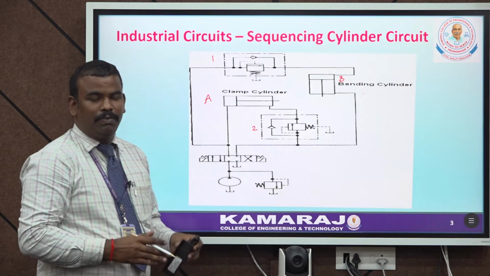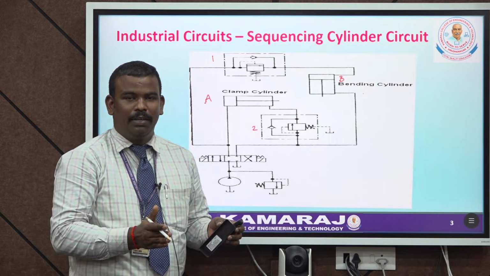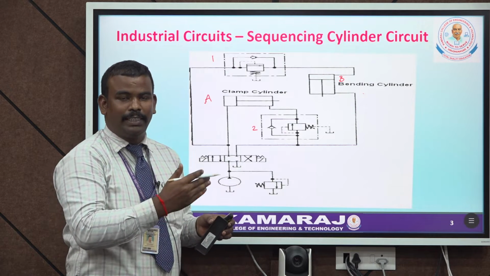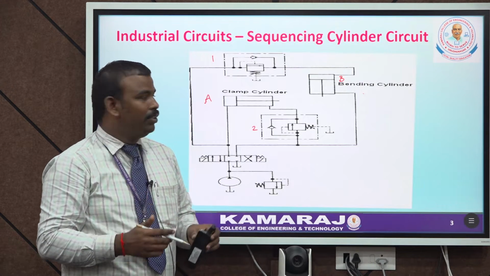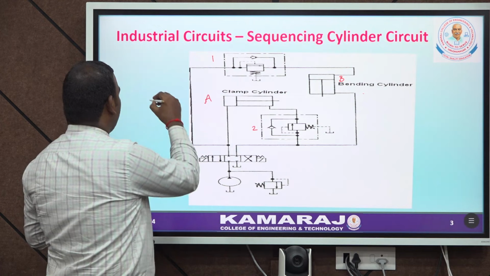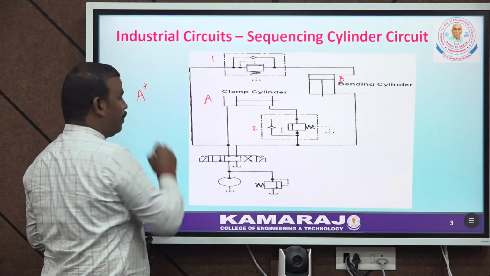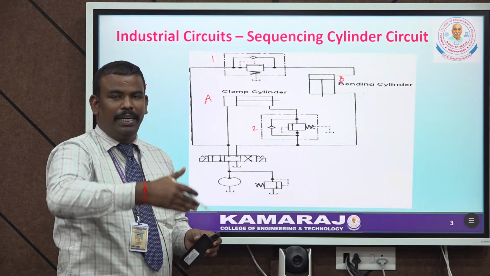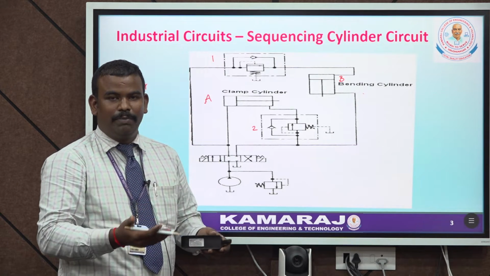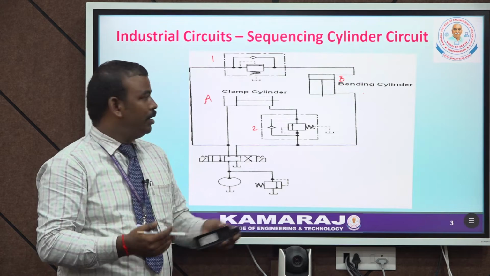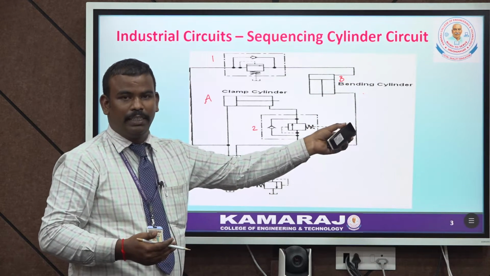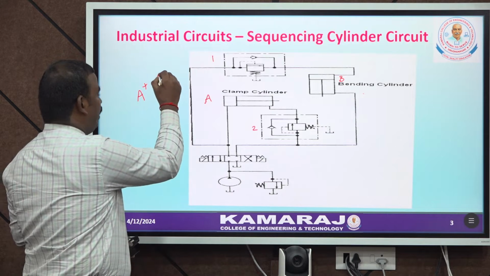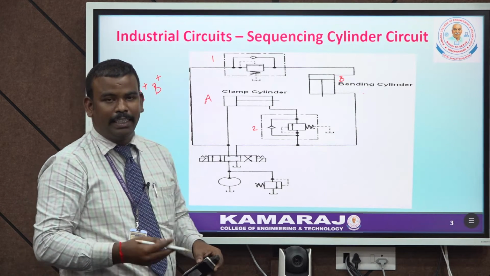In our application, first the workpiece is clamped by using the clamping cylinder. So when cylinder A is extended, it means the clamping is achieved. So the first sequence is A plus. Once cylinder A has clamped, the bending cylinder bends the sheet metal into the required shape. So the B cylinder also extends in the second sequence. So the second sequence is B plus. It means the bending cylinder is in the extended position.